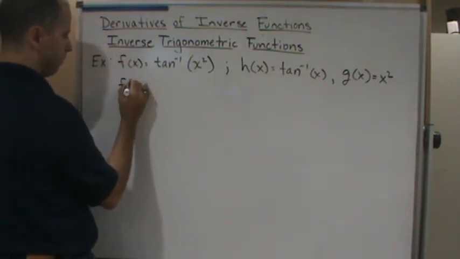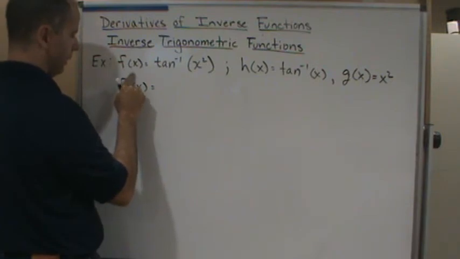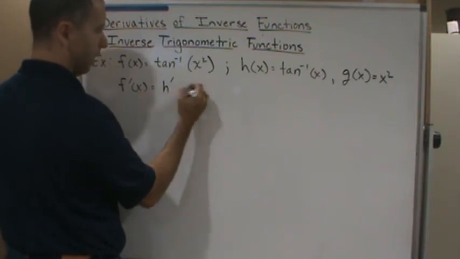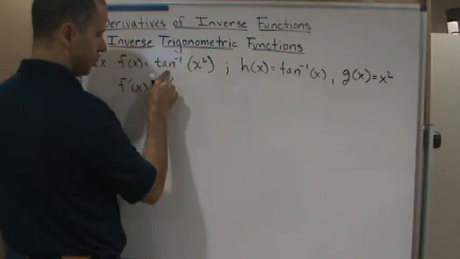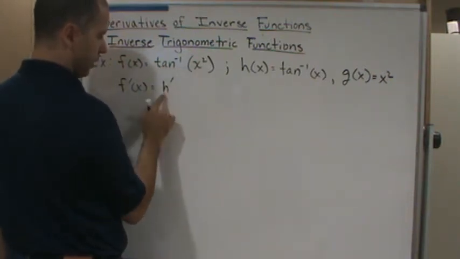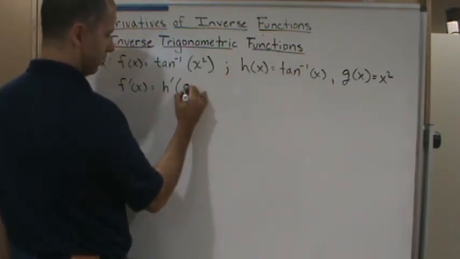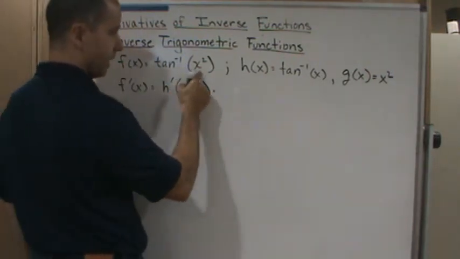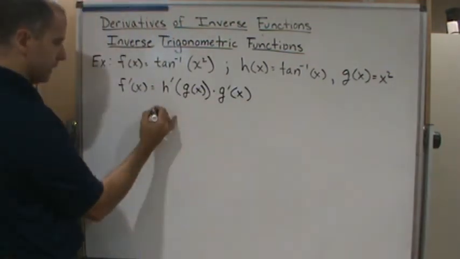So f prime of x then is equal to the outside function, which is h prime at x squared, right? It's the derivative of the outside function at the inside function. So it's going to be h prime of what? Of g of x times the derivative of the inside function, which is g prime of x. Okay, so now we can just plug this in, right?